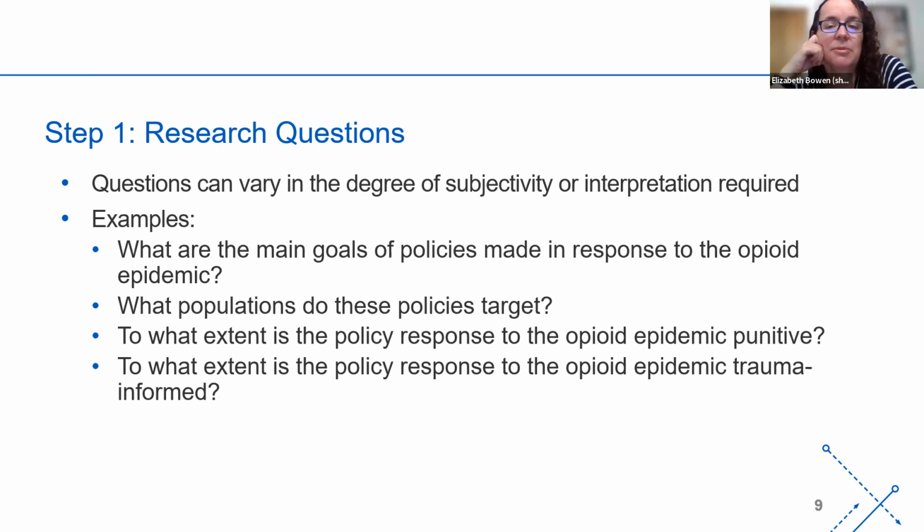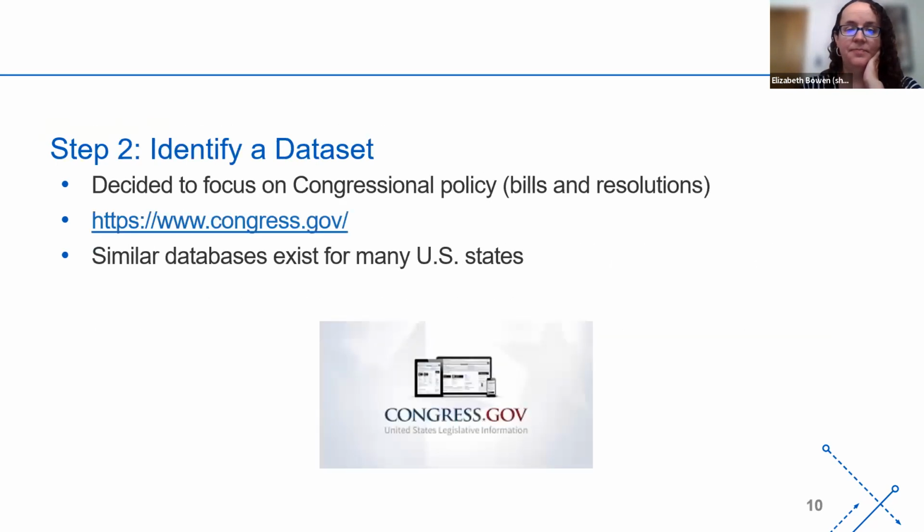But the second two, I would say, are more interpretive. Policy is not necessarily going to say, yes, the goal of this policy is to punish people, or conversely, this policy is intended to be trauma informed. So you really have to kind of read between the lines and interpret. So that's just an illustration of that.